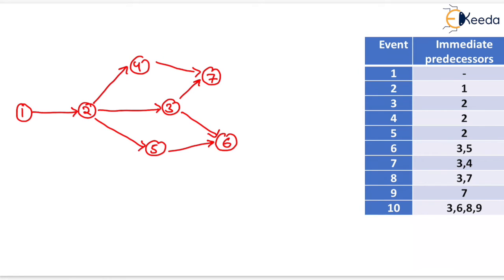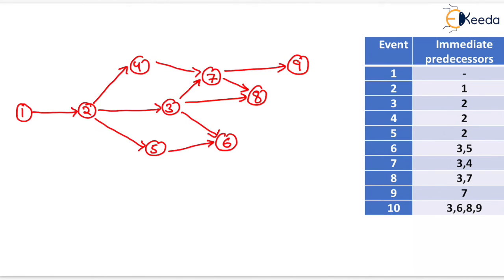Now 8th event will have 3 and 7 as the immediate predecessor. So we will draw 8th event here and this is the 3 and 7. Now 9th event will have immediate predecessor as 7. So we will draw 9th event here and immediate predecessor as 7.